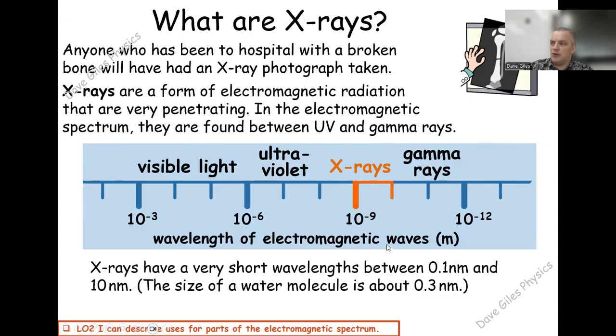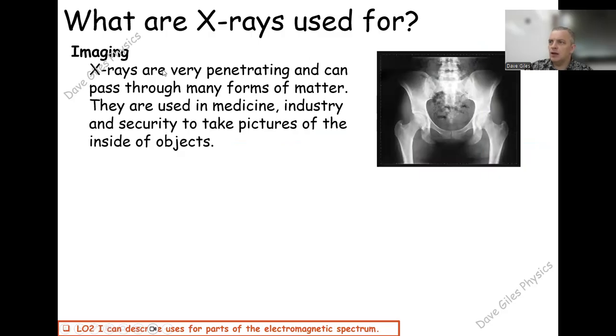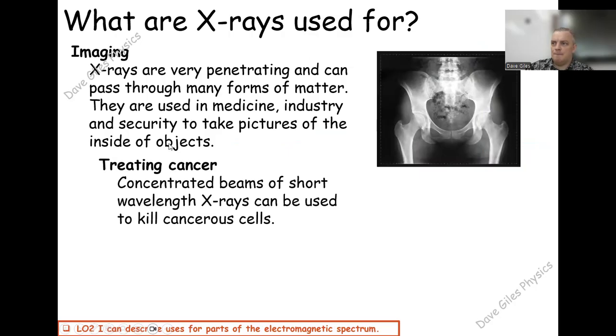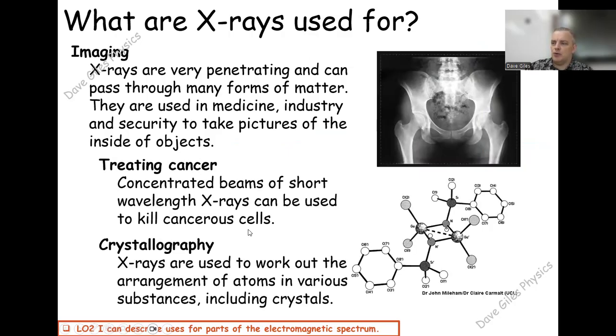They've got a short wavelength, between 0.1 nanometers (nano is 10 to the minus 9) and 10 nanometers. So a very, very short wavelength, but relatively high frequency. X-rays are very penetrating and can pass through many forms of matter. They're used in medicine, industry, and security to take pictures of the inside of objects. They can be used for treating cancer and crystallography.